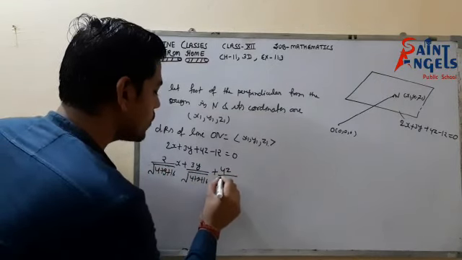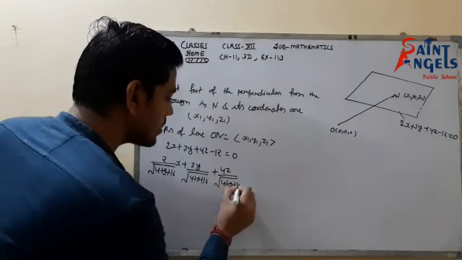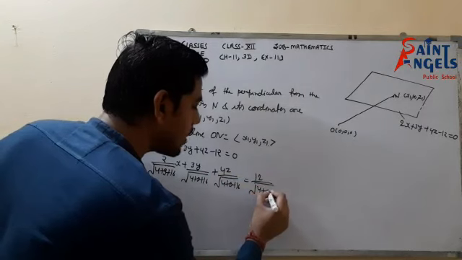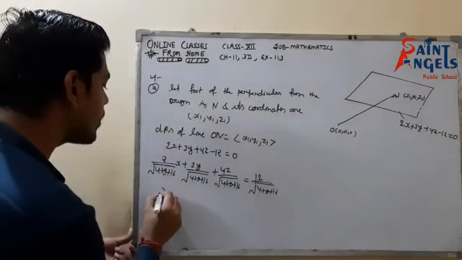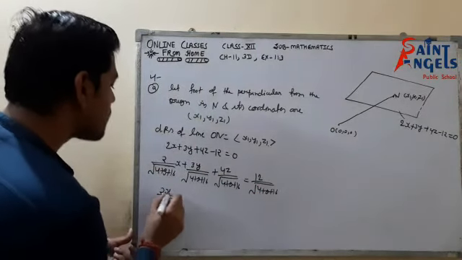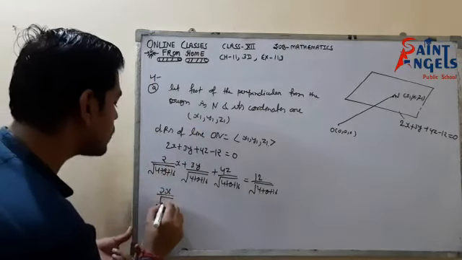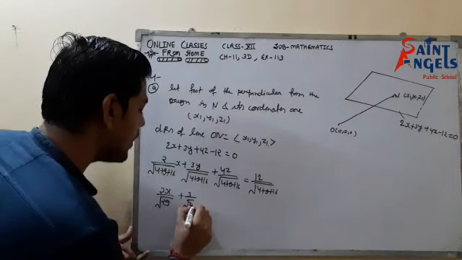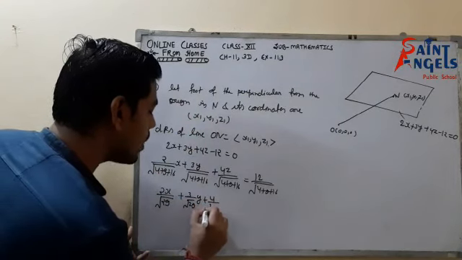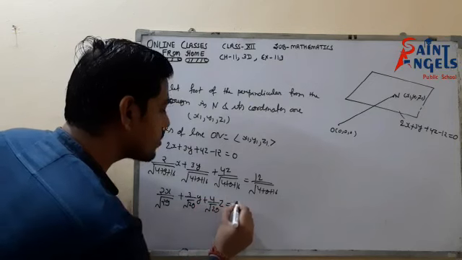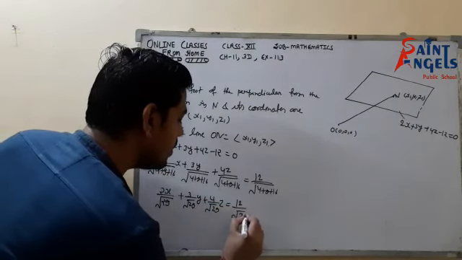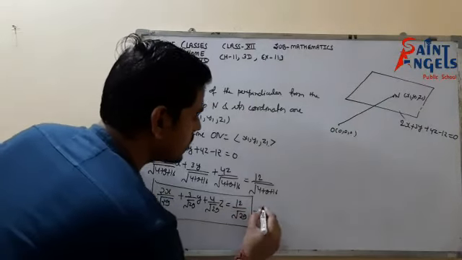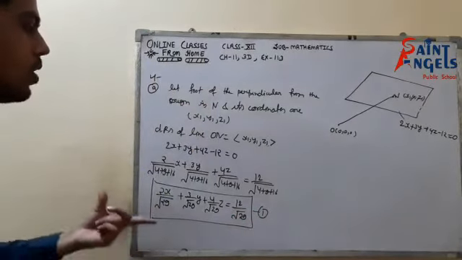4z upon under root of 4 plus 9 plus 16 equals 12 upon under root of 4 plus 9 plus 16. Students, what will it become? 4 plus 9 plus 16 is 29. So 2 upon root 29 x plus 3 upon root 29 y plus 4 upon root 29 z equals 12 upon root 29. Consider this as equation number 1. This is the equation of the plane in normal form.